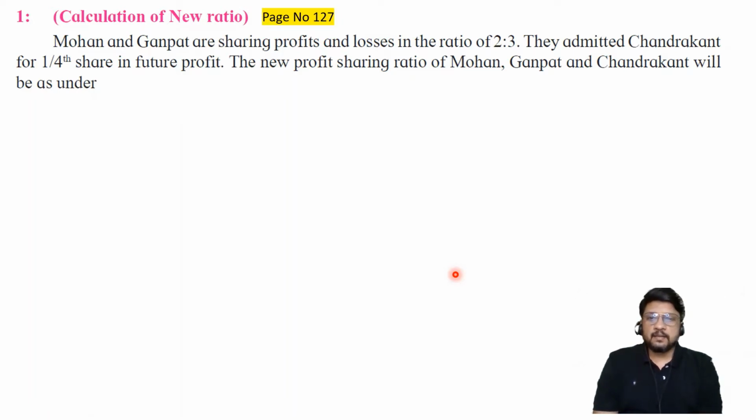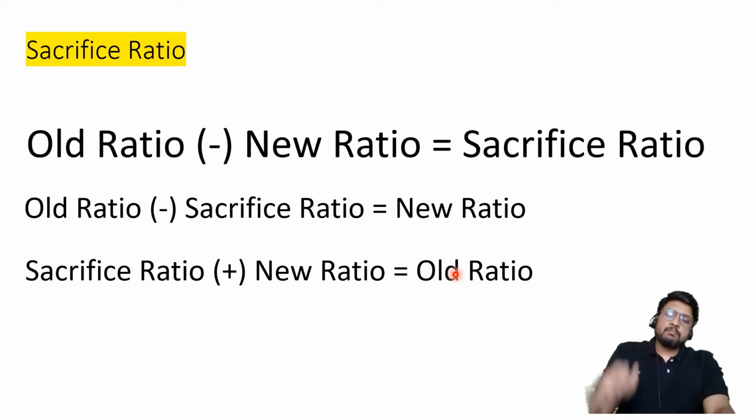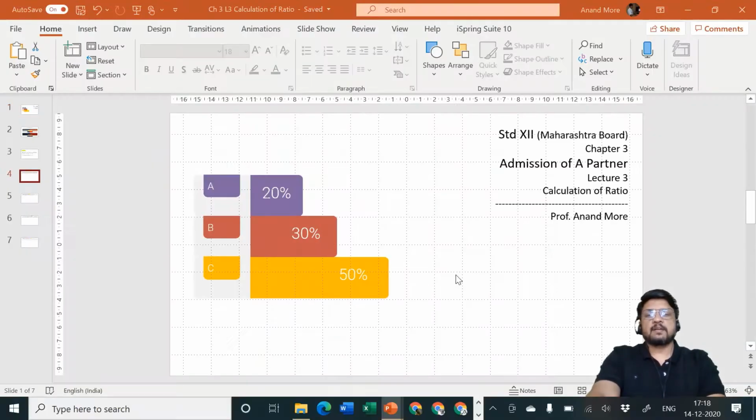Old PSR minus sacrifice ratio is equal to new ratio. Old ratio minus new ratio is equal to sacrifice ratio. The other meaning of this is: old ratio minus sacrifice ratio is equal to new ratio. So we are going to use this and we are going to calculate the same. So mathematics, let me start.